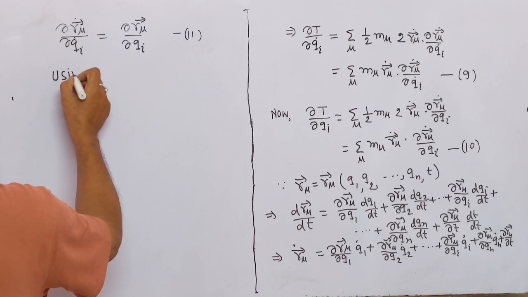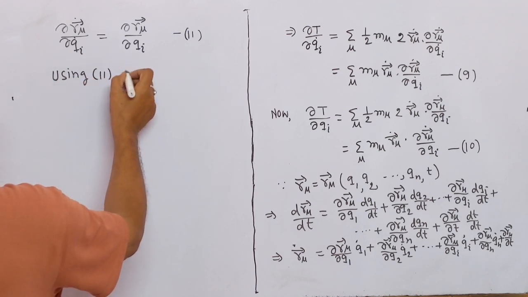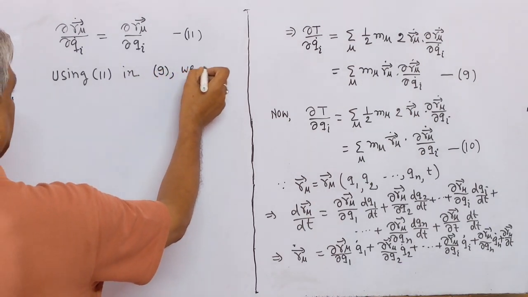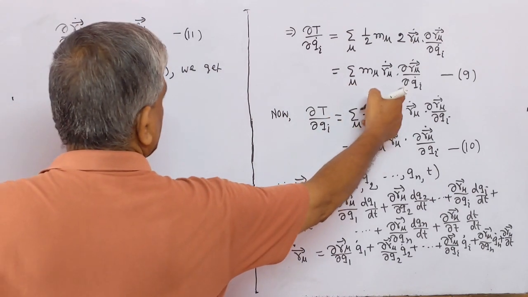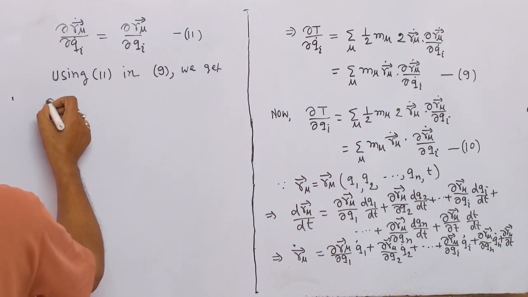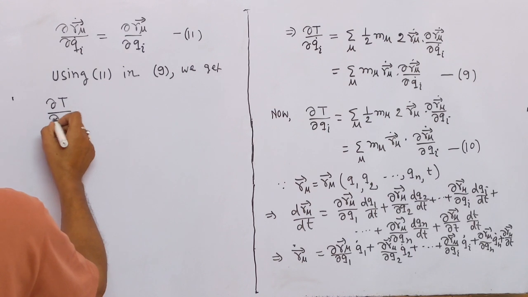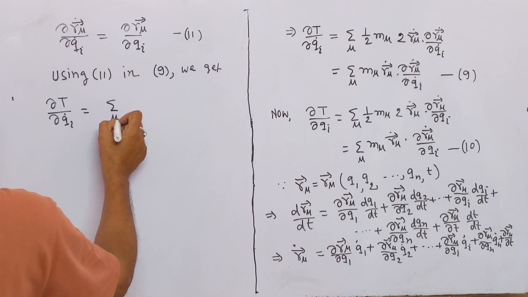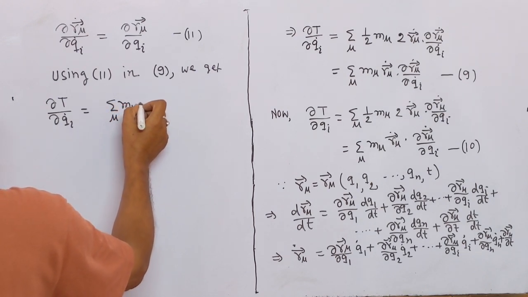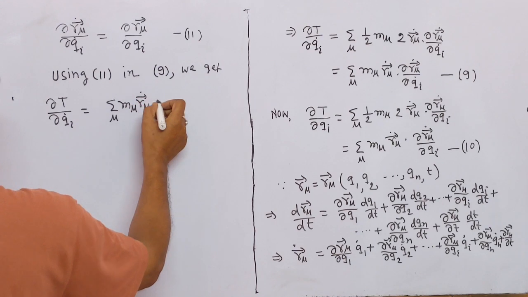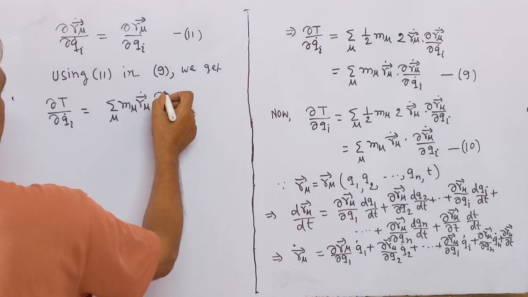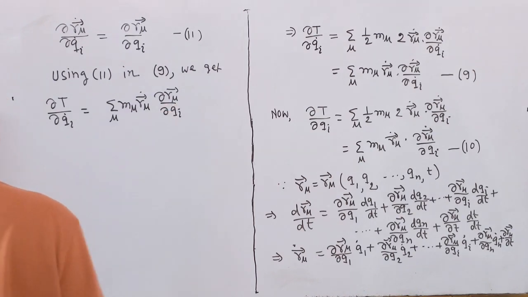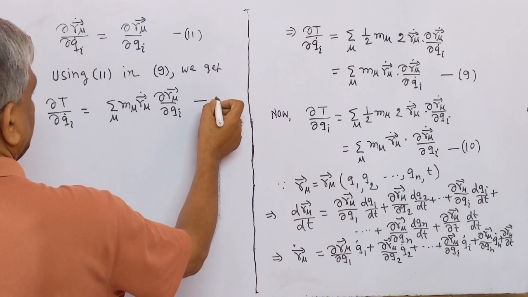Using 11 in 9 we get partial derivative of T with respect to q_i dot equal to sum over mu of a_mu, r_mu dot, and this is partial derivative of r_mu with respect to q_i. Let this be number 12.